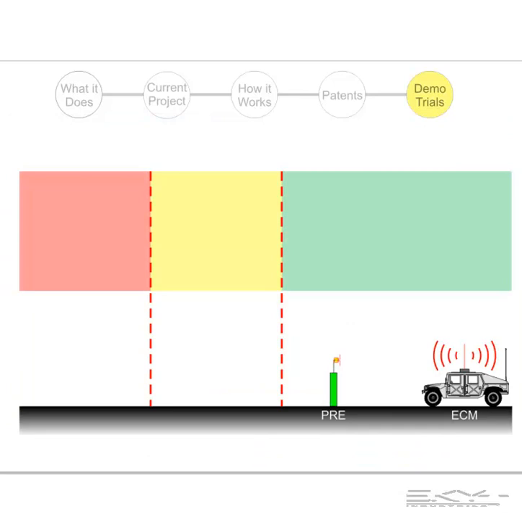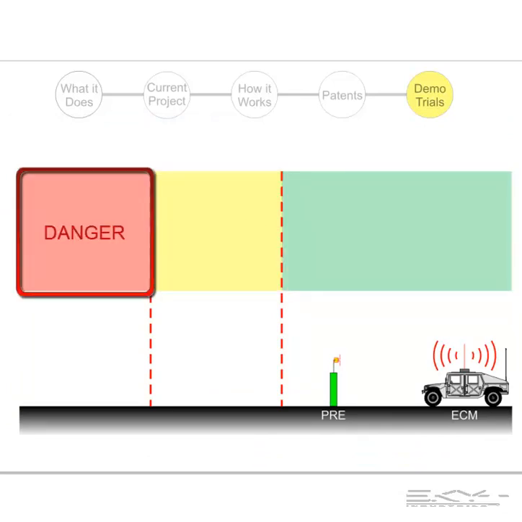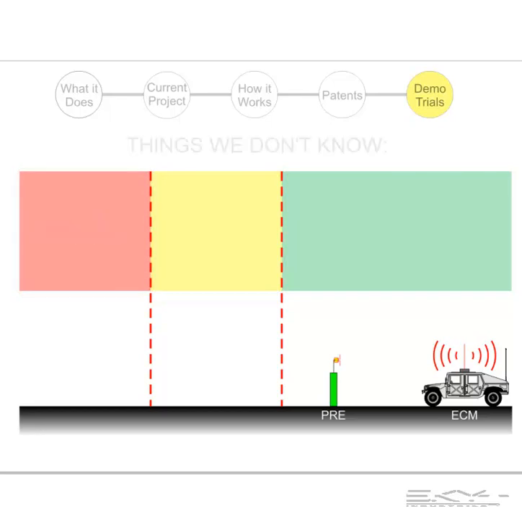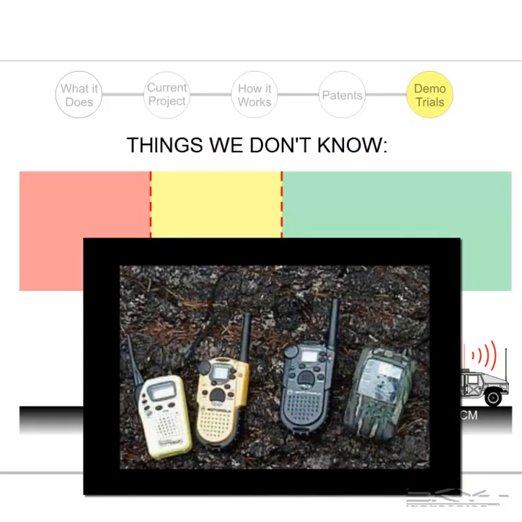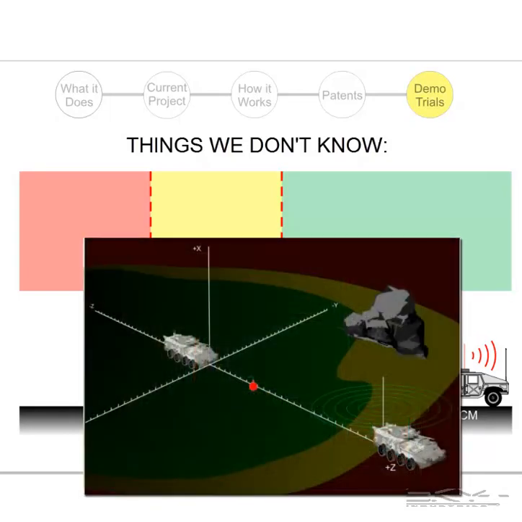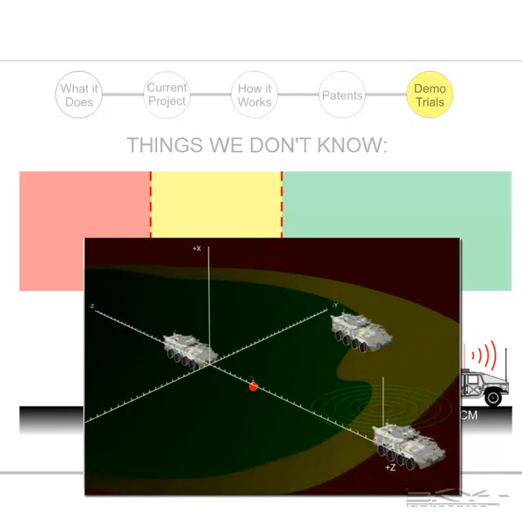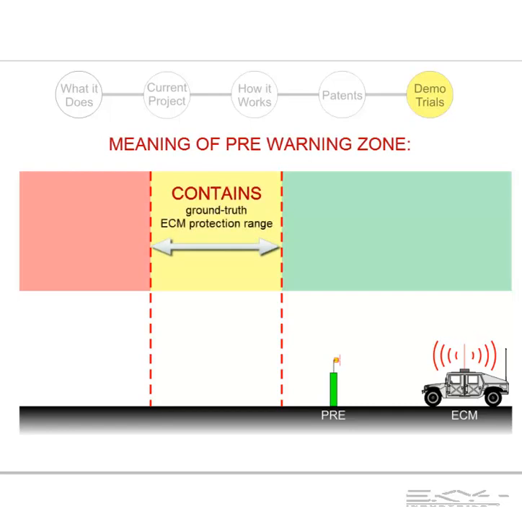All of these things are taken into account by the PRE device, and therefore a statistical result is produced. So here's a picture of the output of the PRE device. It defines the green for safe, yellow for warning, and red for danger regions around the jammer. Now, since we don't know all the attributes of the attack scenario, such as how far away the trigger man is, or how powerful his transmitter is, or what the gain of the transmit or receive antennas is, or what scatterers there are in the environment, the meaning of the warning zone produced by the PRE device is this: it contains the ground truth ECM protection range, the protection bubble size, with a certain probability.